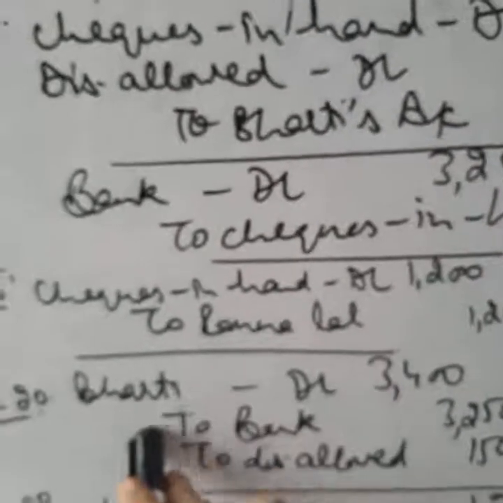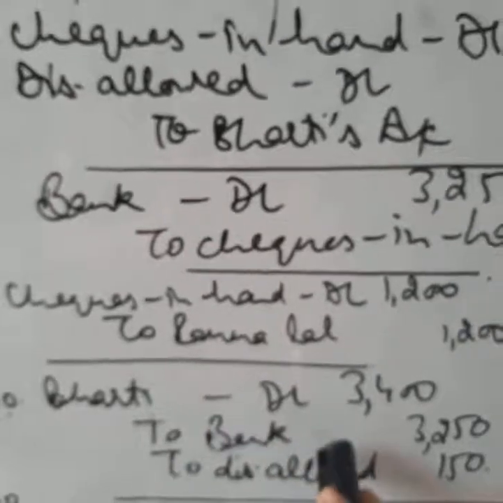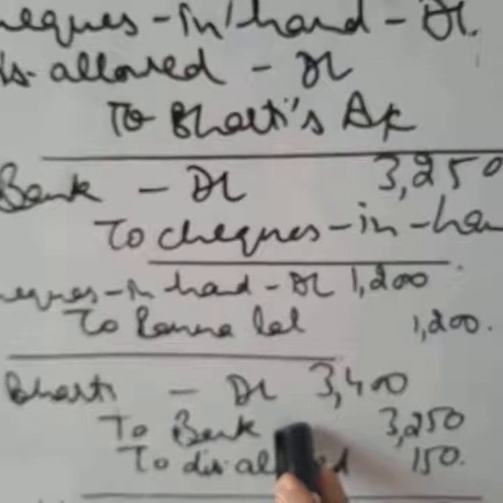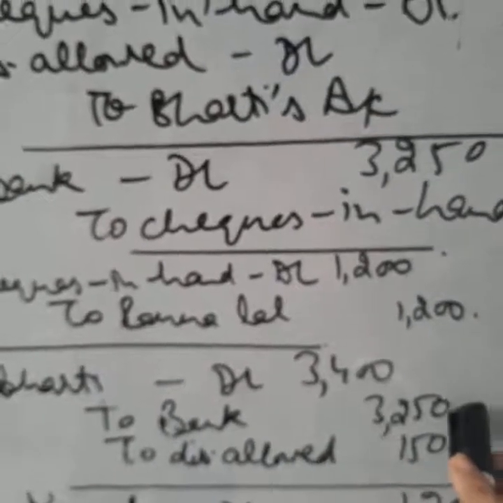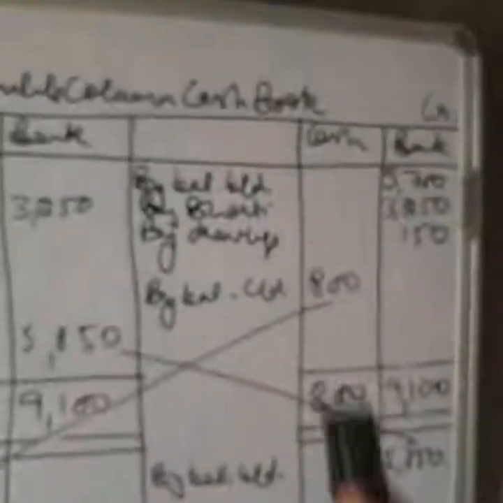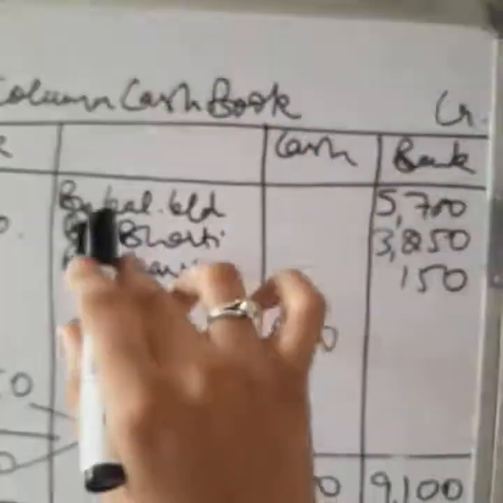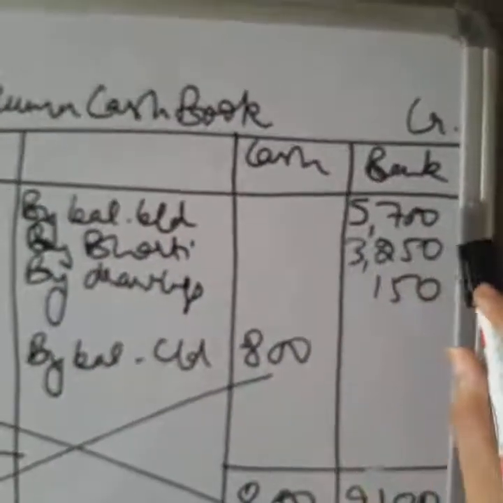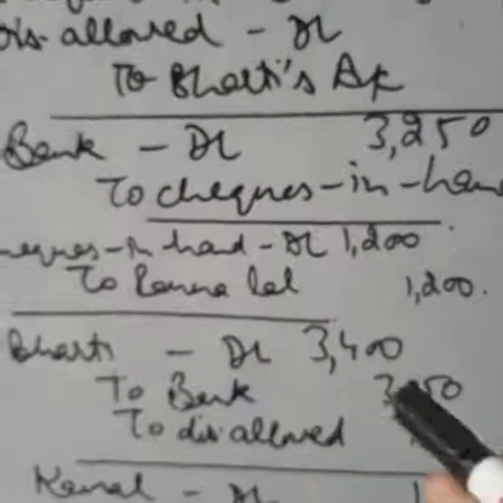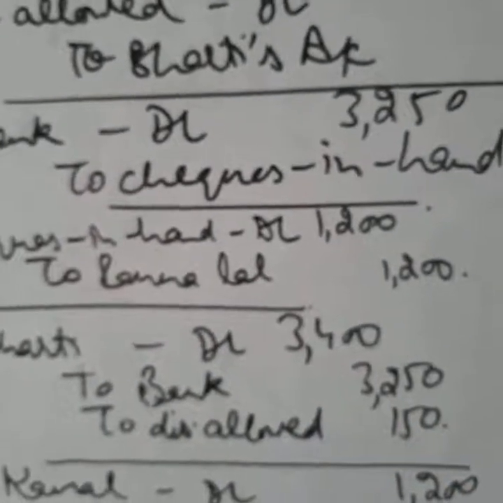So here bank is written over here. Bank is being credited. So we'll go to bank's credit side. We'll write by Bharti 3250 the amount which is written against bank. So bank's credit side by Bharti's account 3250. For discount we need to show the entry in the working notes. That is Bharti to discount allowed 150.